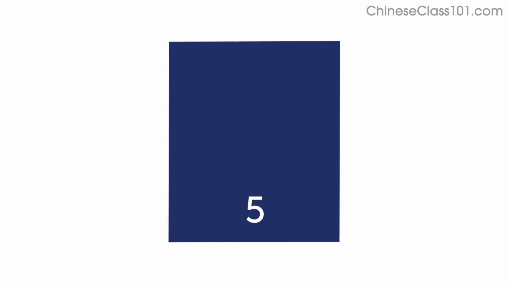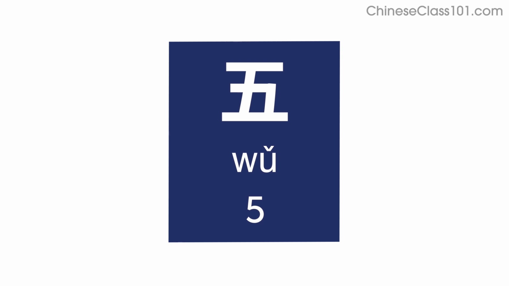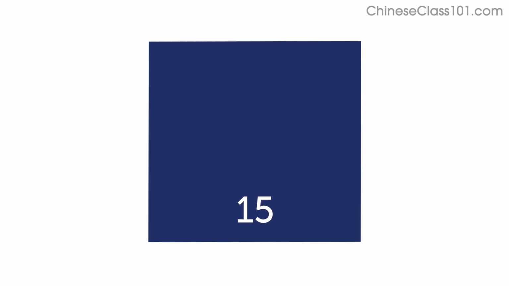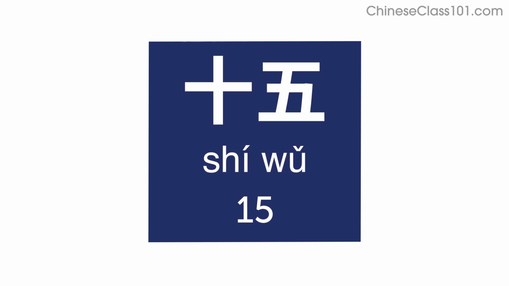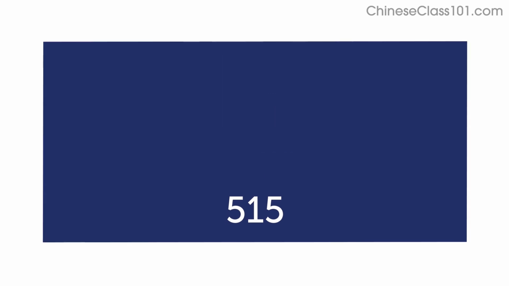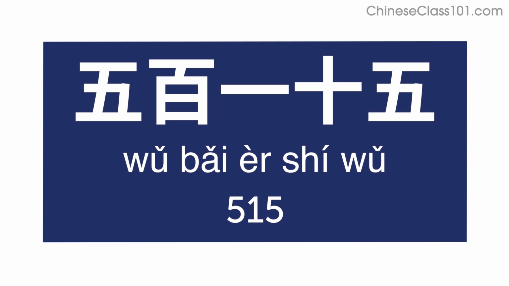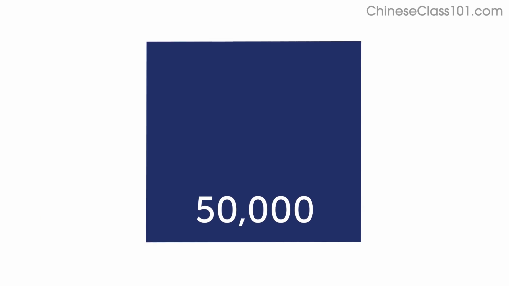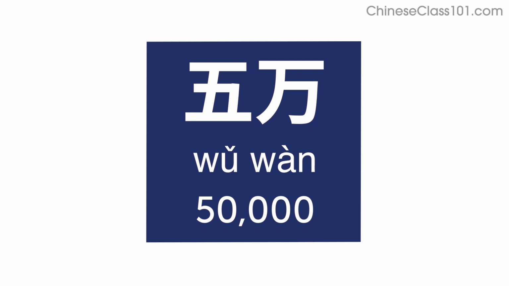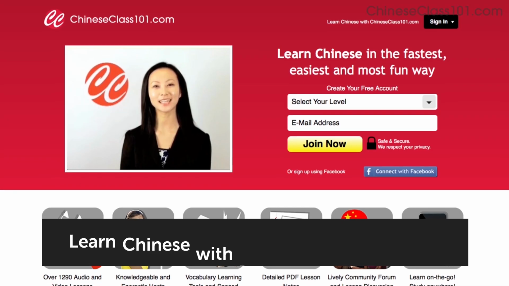How do you say 5 in Chinese? 五. How do you say 15 in Chinese? 十五. And how do you say 515 in Chinese? 五百一十五. Now, how do you say 50,000 in Chinese? 5万. Great job.